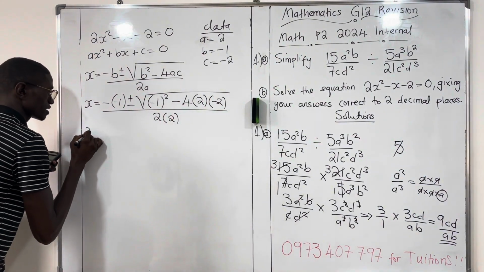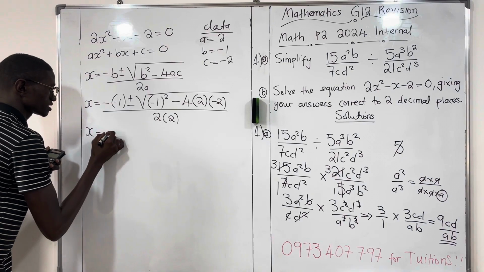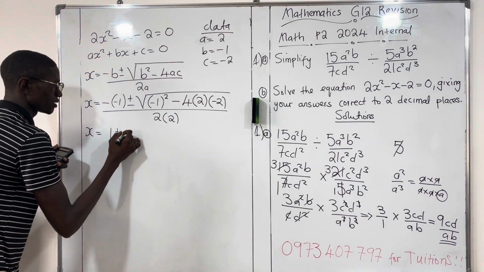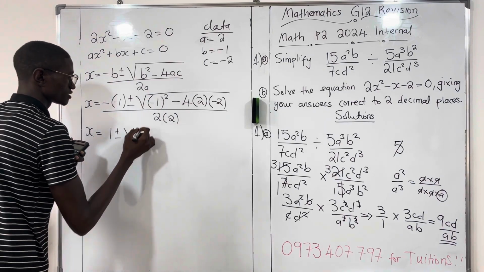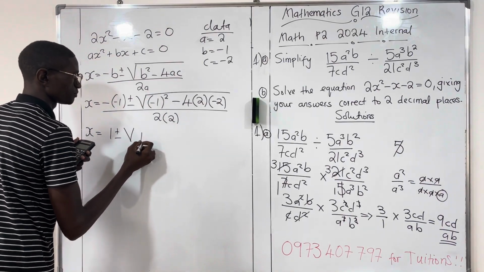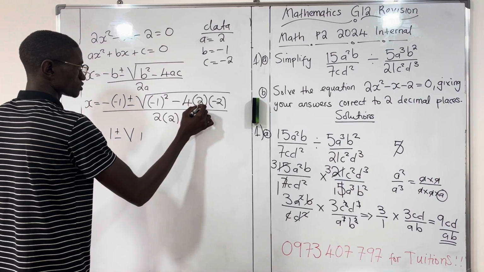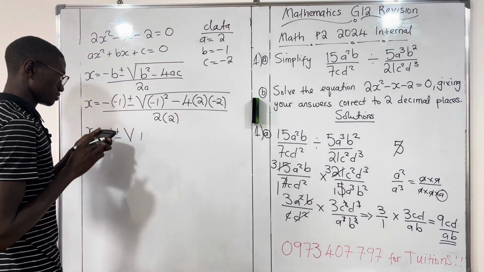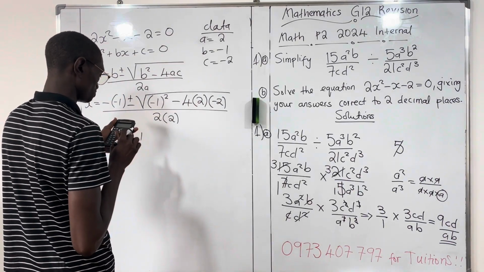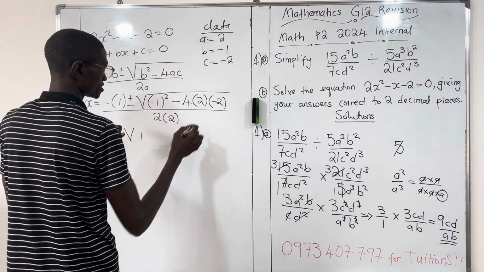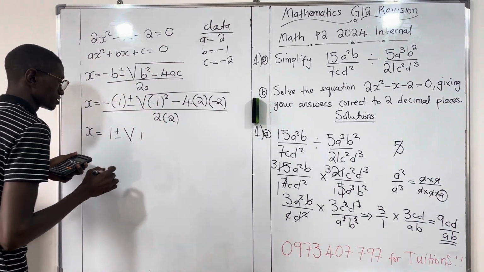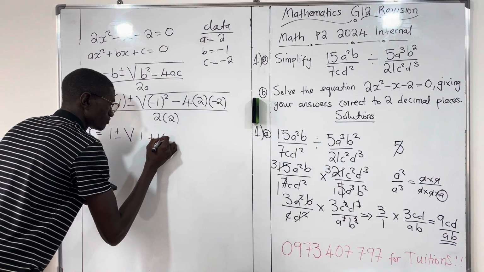So I'm now going to say x is equal to negative times negative, it gives us a positive there. Okay, square root, what is -1 squared? It gives us +1. Okay, negative 4 times 2 times negative 2. So you can simply say negative 4 times 2, that's negative 8. Negative 8 times -2 is positive 16. So we're going to have plus 16 there.